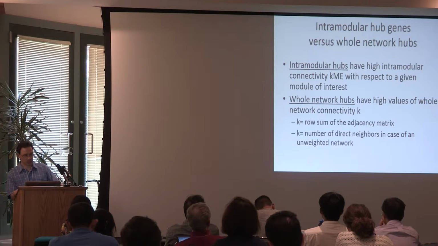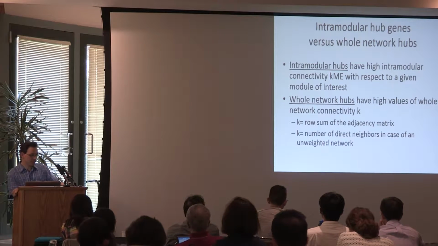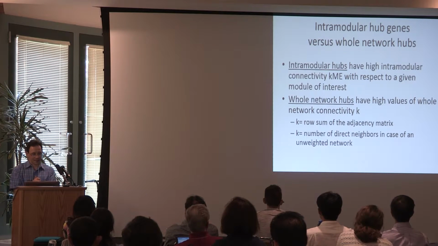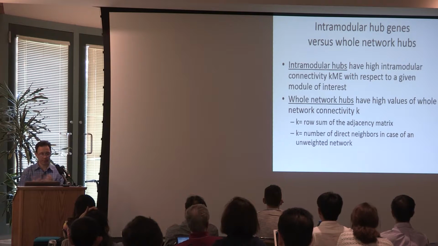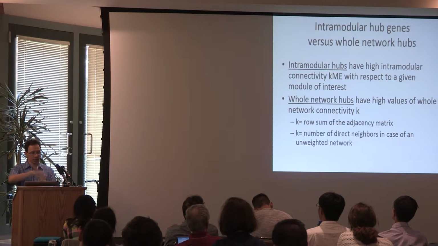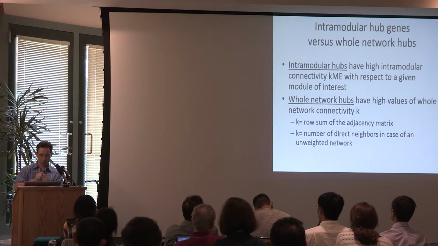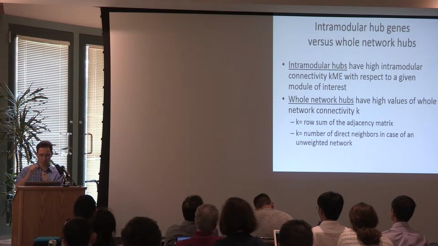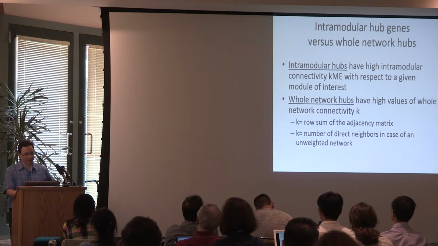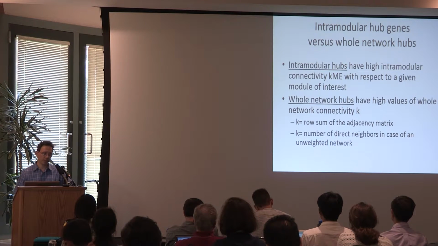Let me come to another question. You have a correlation network, and remember we keep talking about intramodular hubs, genes that are highly connected in a module. But there's also something called whole network hubs. These are genes that are highly connected to all the genes in your network. If you have 20,000 genes, you can sum the adjacencies between one gene and all the remaining 20,000 genes. If that implicates genes with high connectivity, they're called whole network hubs.